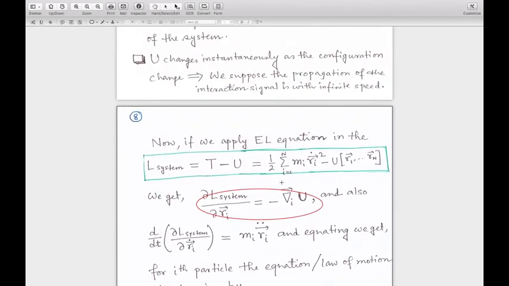And that's why we can cross check that T minus U works. If we have a number of mutually interacting particles, then the Lagrangian will simply be the summation over the kinetic energies of all the particles minus a representative potential energy of the whole system that depends on the instantaneous position or instantaneous configuration of all the particles.